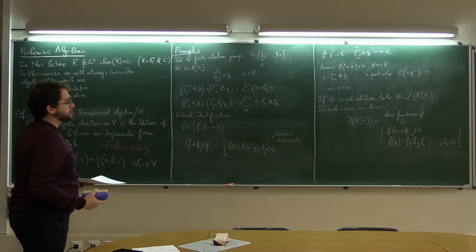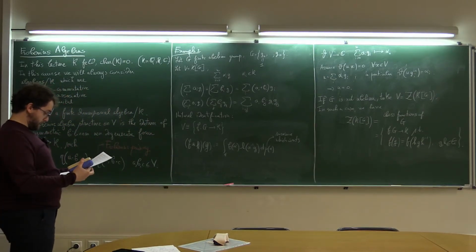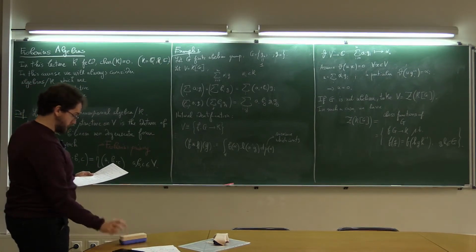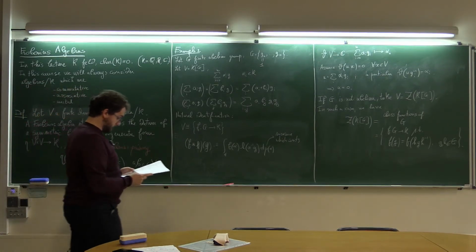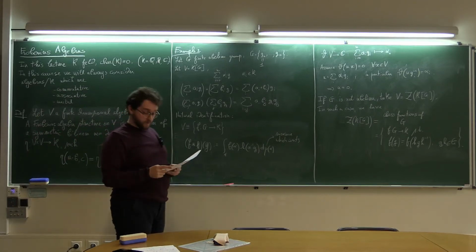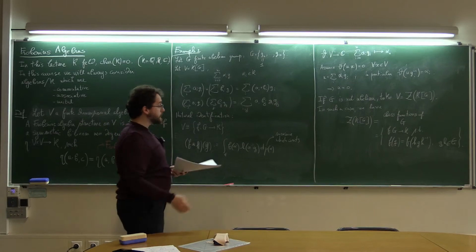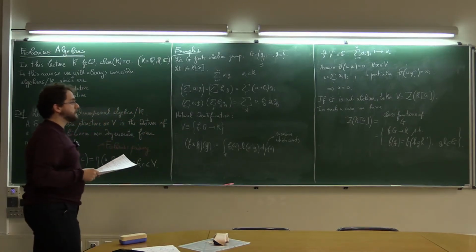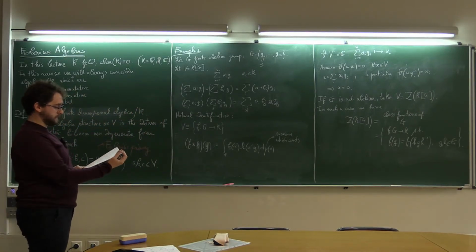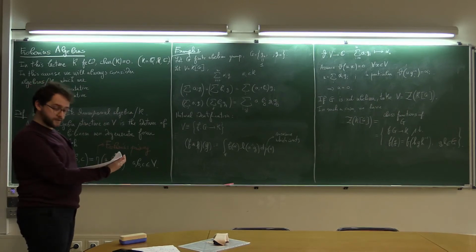The example now I want to give is a different example. It is a Frobenius algebra structure on a space of polynomials. I give it because I want to later generalize this example in two different directions.